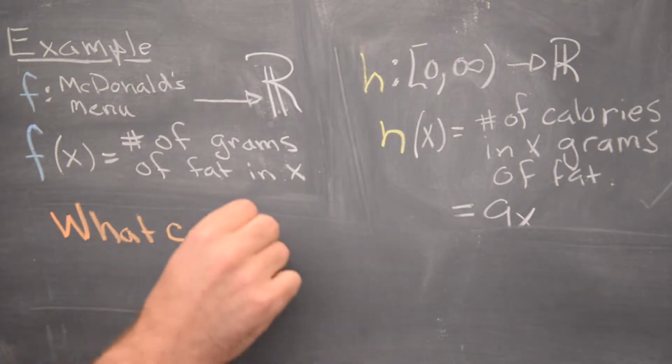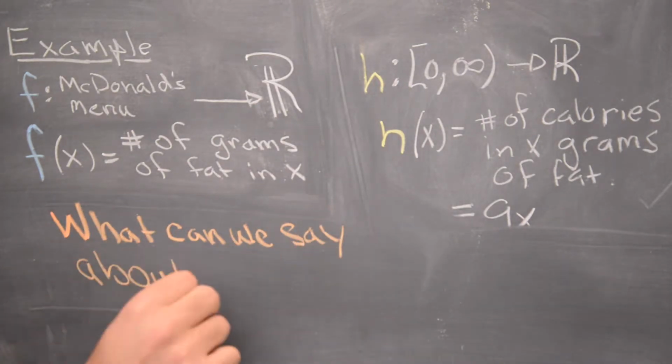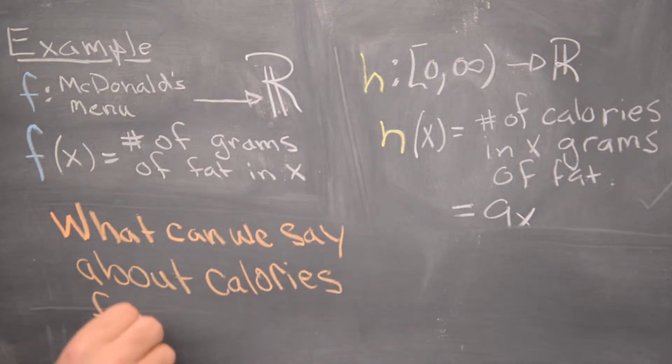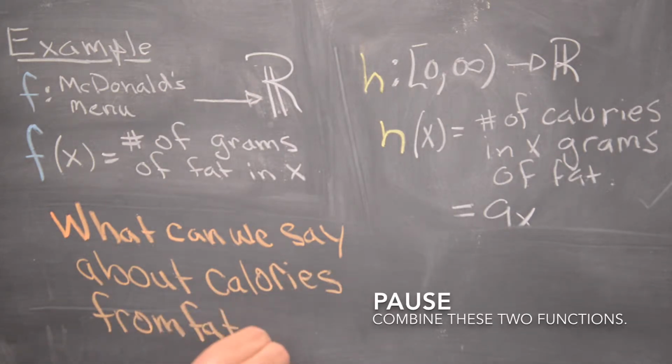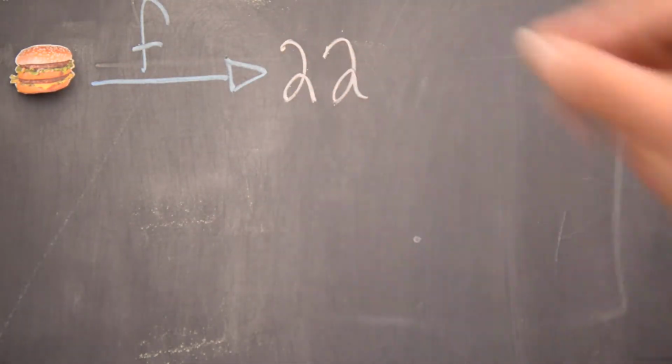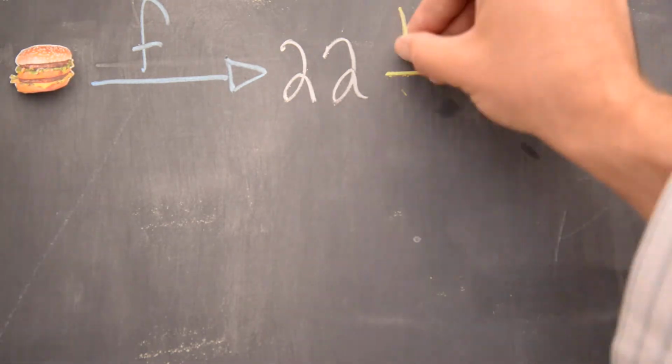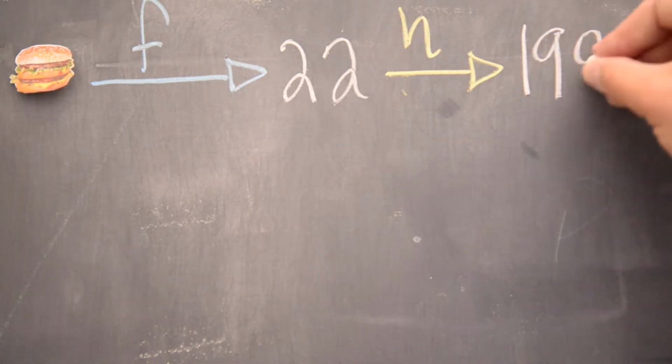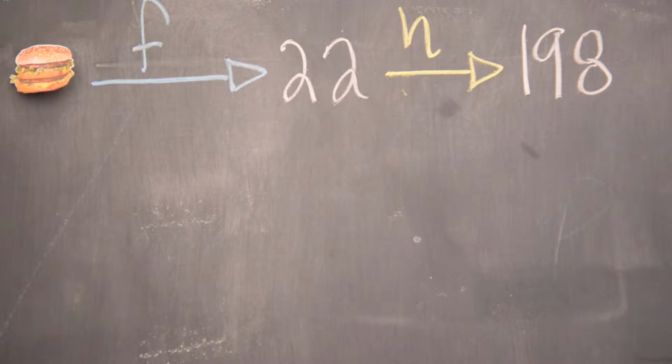Can you use these two functions to make a new function that tells us something about the calories from fat in a McDonald's menu item? We can apply f to a Big Mac and get 22 grams of fat. Then if we apply h to 22, we see that there are 198 calories from fat in the Big Mac.